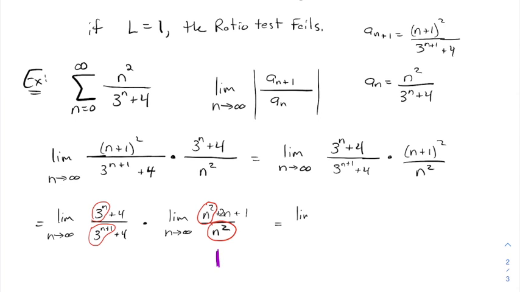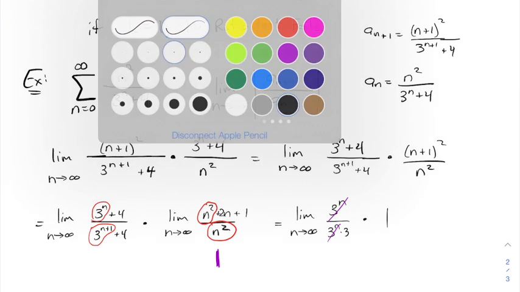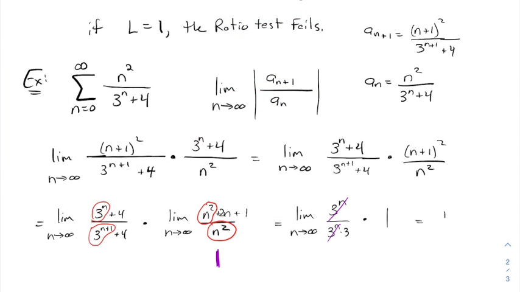So I get the limit as n goes to infinity of 3 to the n over 3 to the n plus 1 times 1. Well, okay, 3 to the n plus 1, I could break that up if I wanted to into 3 to the n times 3, and the 3 to the n terms cancel. What I'm left with here is 1/3. Got 1/3 times 1, or just 1/3. That is less than 1. Therefore, by the ratio test, this series is absolutely convergent.